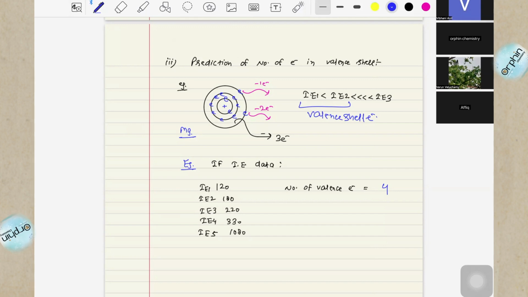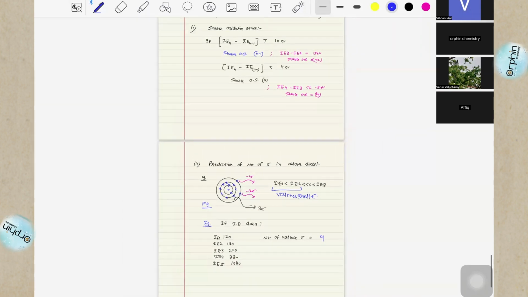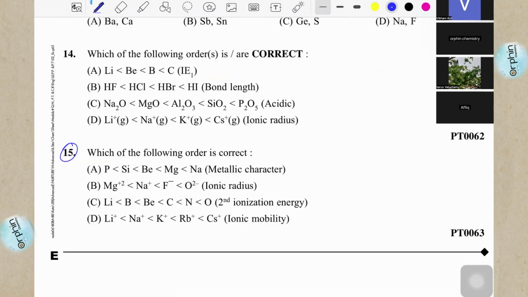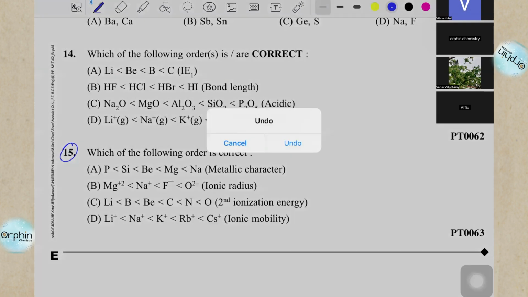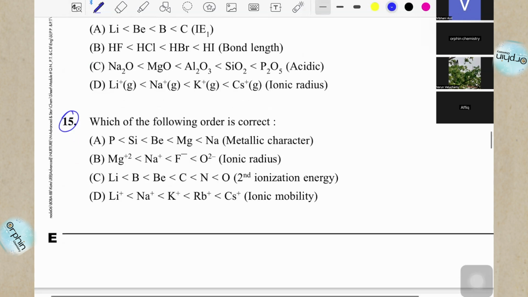Yeah. Okay. So again, this is the application, and we can solve some questions now, just one or two. Question number 50. Is it multiple correct? Yes, it is multiple correct.